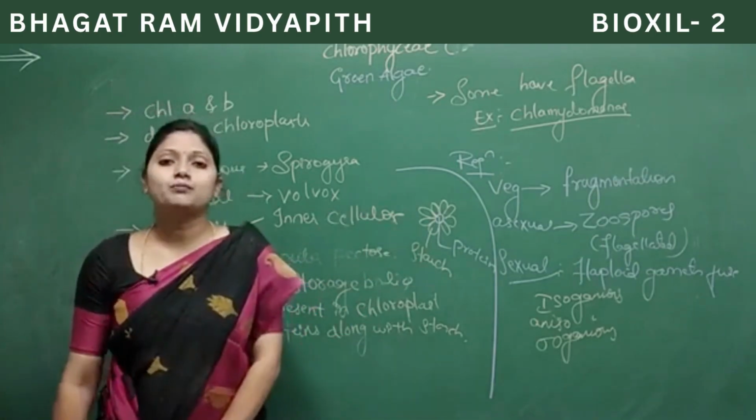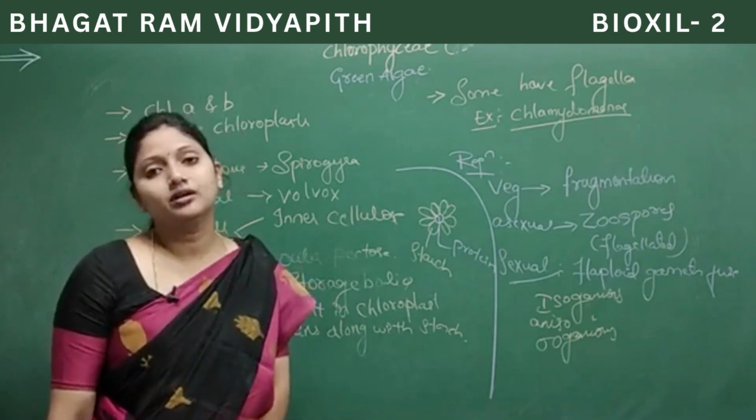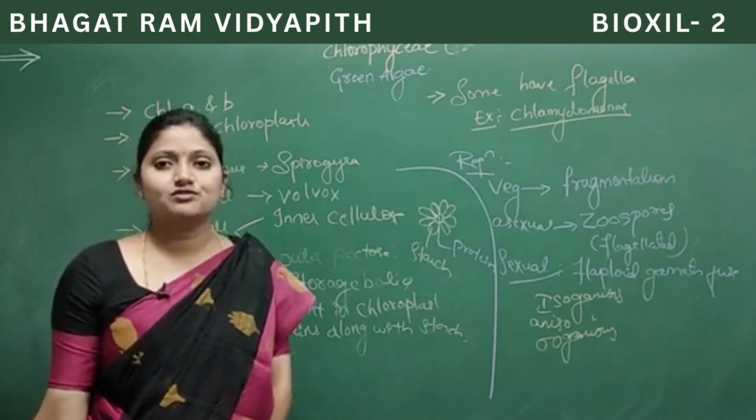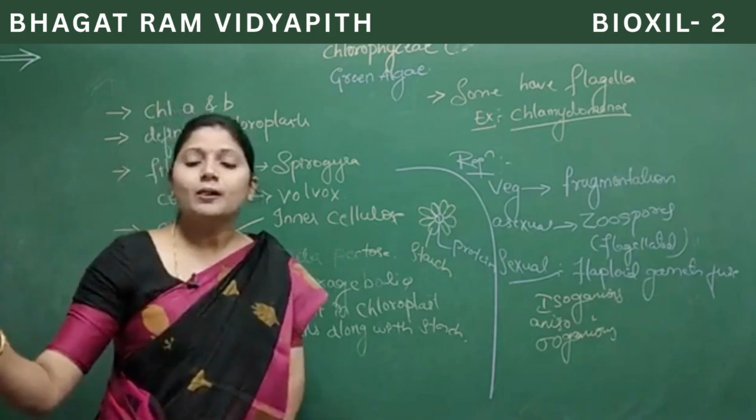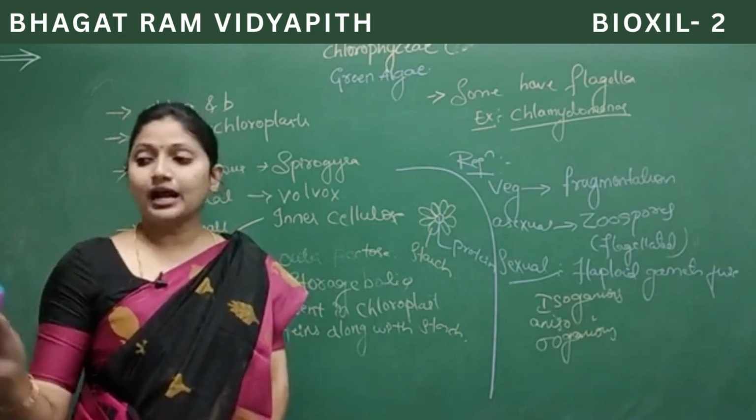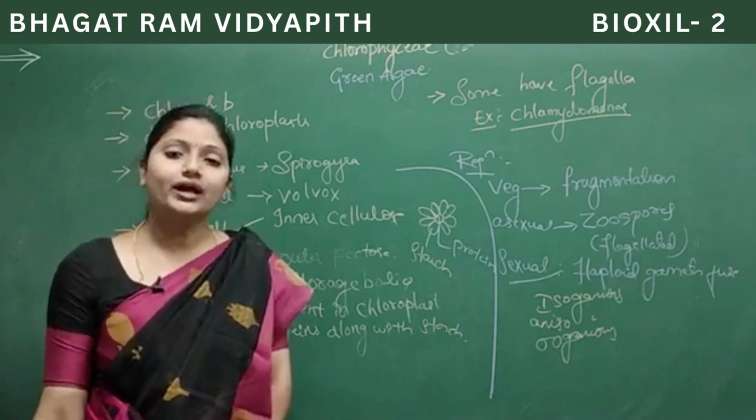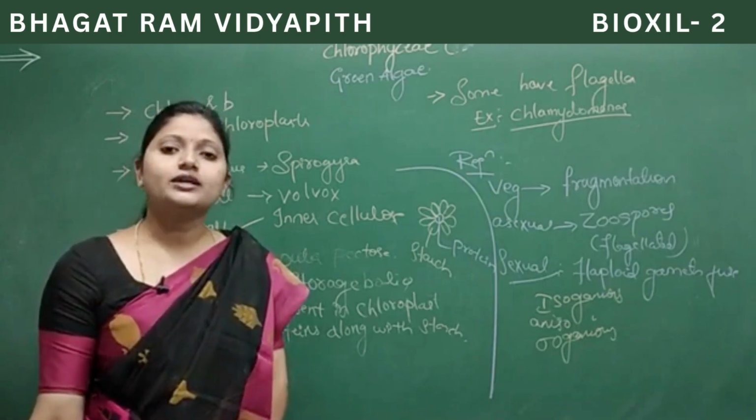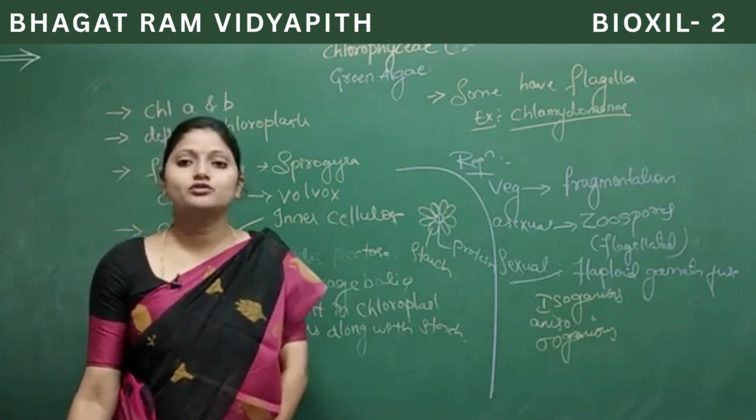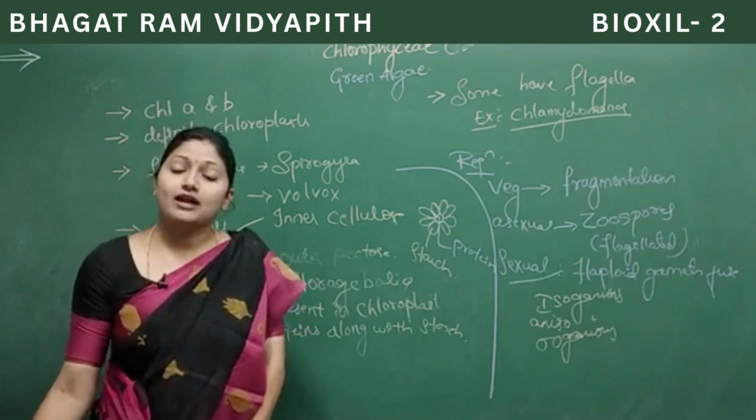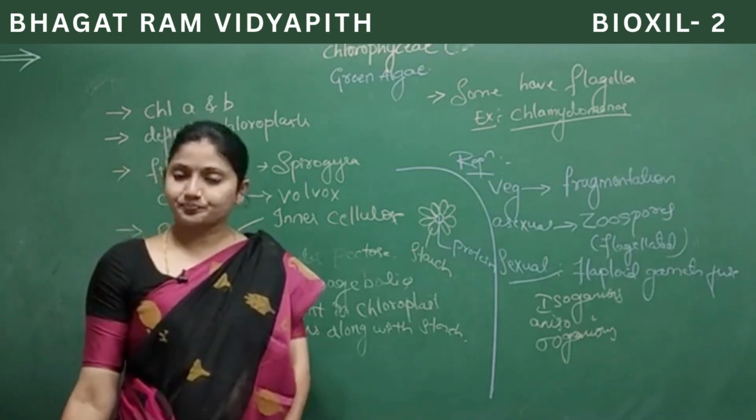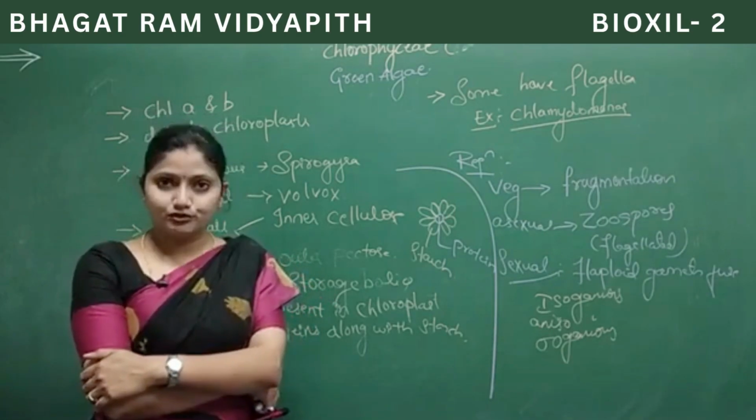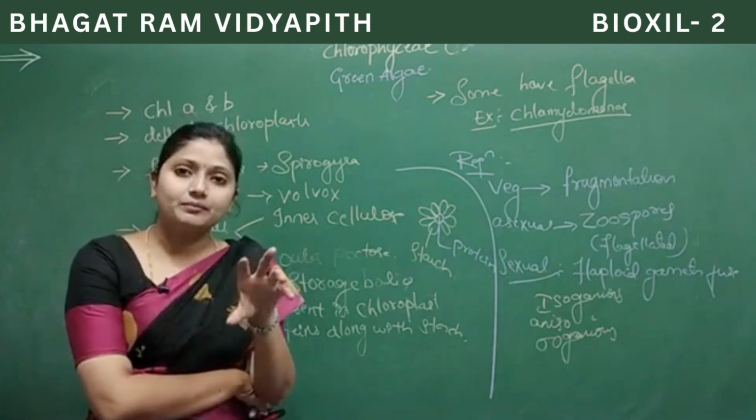Then moving on to the reproduction part. It can happen through vegetative mode, asexual mode and sexual mode. Vegetative is fragmentation, where a small part of the algal body breaks off and that broken part grows into a new algal body. Then asexual reproduction is mainly by the formation of zoospores, which are flagellated or motile spores.